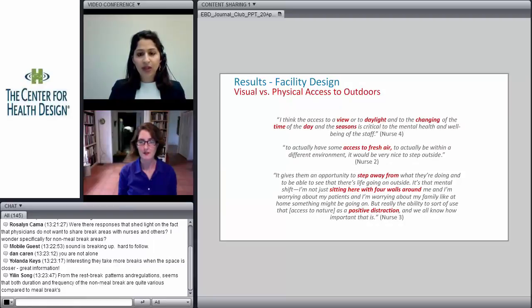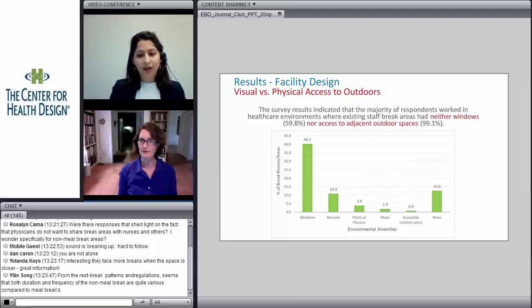And in terms of visual and physical access to outdoors, they really wanted to view the outdoors and get that daylight, in terms of the changing of the day and the changing of the seasons. They wanted to track that. At the same time, they had a lot of comments about accessing fresh air, stepping away from the indoor area, not just sitting there with four walls around, and they really saw access to the outdoors as a positive distraction.